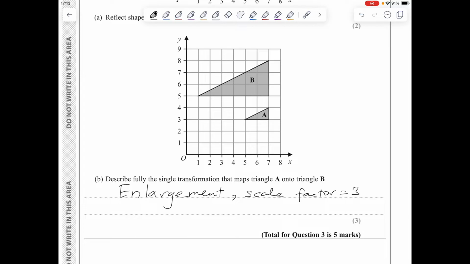Now for this, I'm going to draw some lines that join corresponding vertices. I'm going to join the upper point of B to the upper point of A, and I'm going to extend this line, and then I'm going to repeat with the left point of each triangle and extend, and you're going to get the following. Now those two lines meet at the point 7, 2, and that's your center of enlargement. So let's write it here. Center of enlargement is 7, 2, and that's it for question 3.